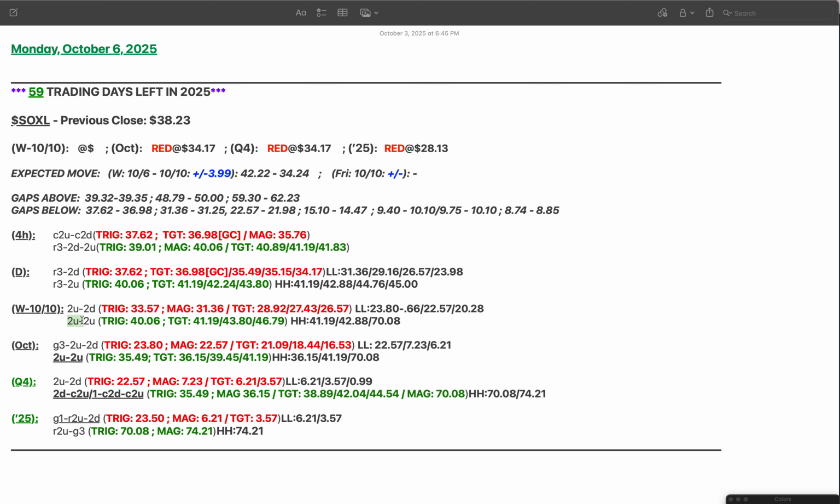All right. Now, if we go to the upside on Monday or this coming week, that would trigger a 2-up, 2-up continuation, very clear entry at 40.06, and then we would have targets of 41.19. Again, that magic number coming in here, not only on the 4-hour, the day, and the week. We'll see how it comes into play on the month and quarter as well, but that 41.19 is the first target. Then we'd have 43.80 as the second, and 46.79 as the second extended target for the week, right? Again, if you need to see that chart, go ahead and rewind the video.